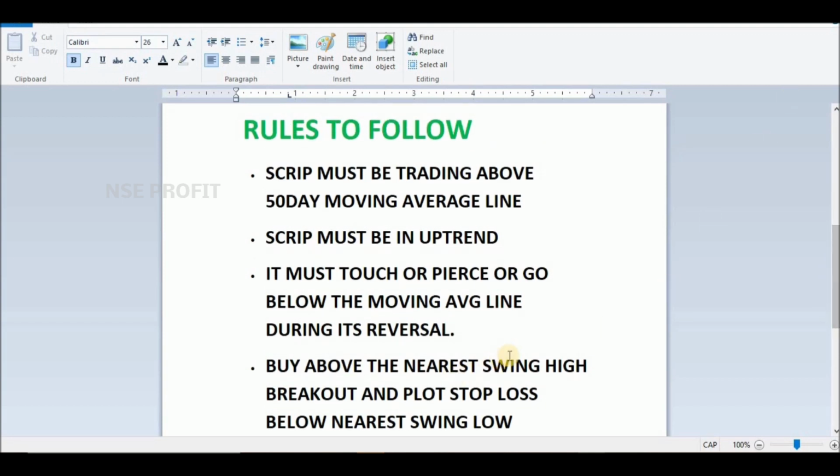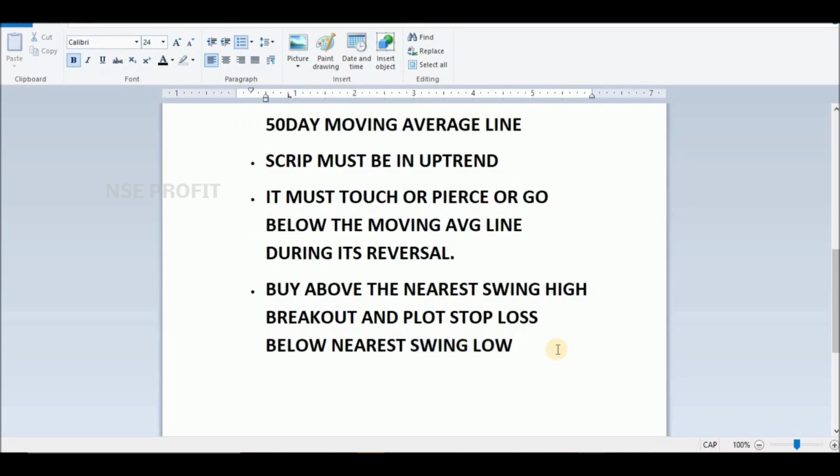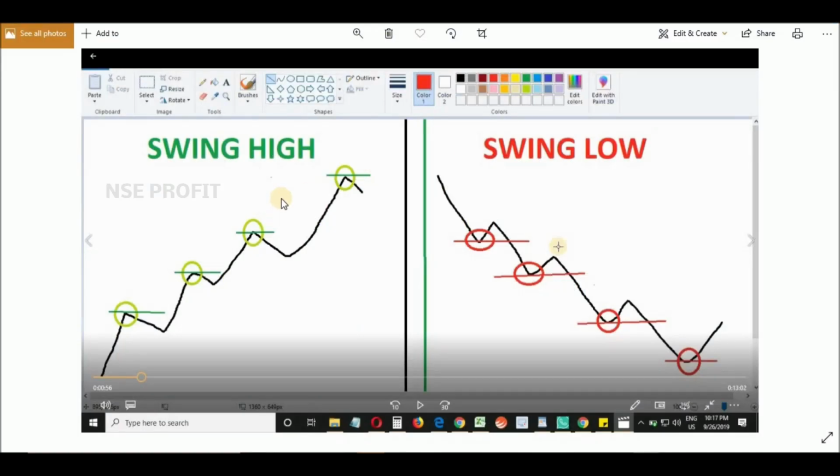You might be thinking, what are these swing highs and swing lows? I'll show you some diagrams so that you get a clear picture. This one is called a swing high, and this right part is called a swing low. This triangular part: when the stock price is going up and at a certain point it takes a reversal, this point will be considered a swing high point.